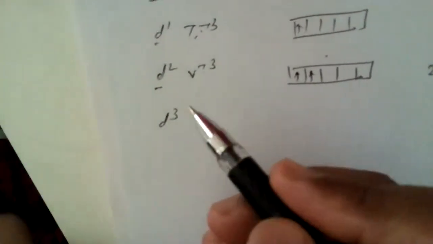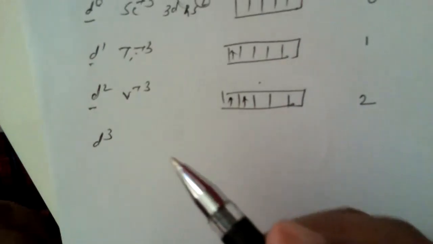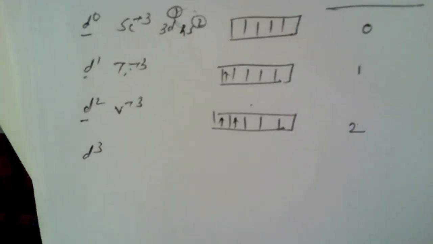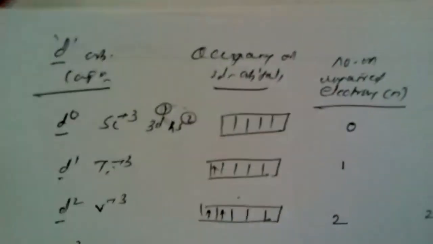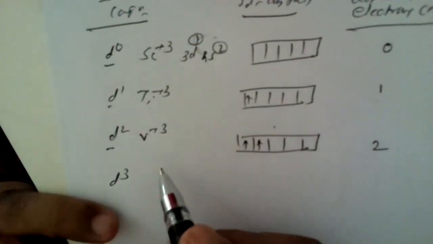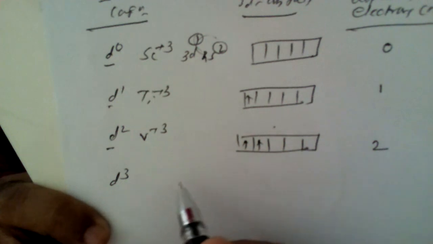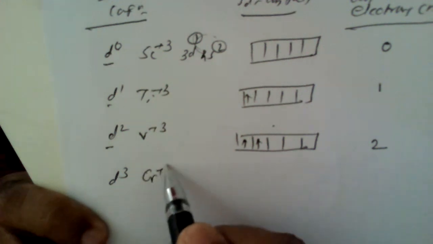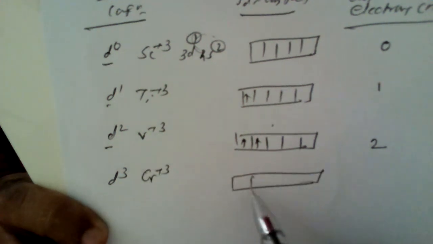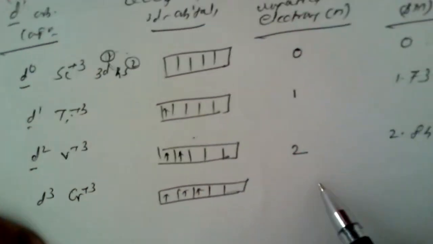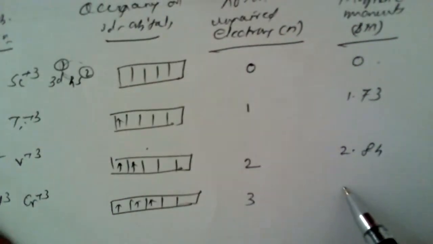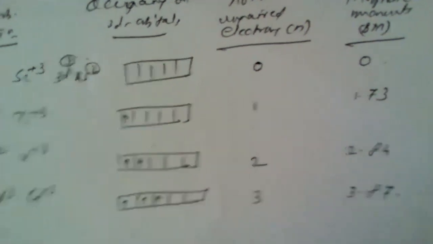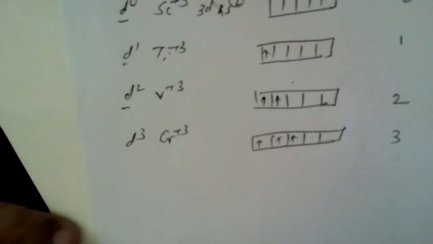Then d3. I assume that you are writing all these d cases in your notebook. So whenever I give you the worksheet, this will help you during the solving of the worksheet. So d3 case, for example, chromium +3. Again, 3d orbital contains 3 electrons. Number of unpaired electrons is 3, and magnetic moment is 3.87, which is calculated by using the spin only formula.